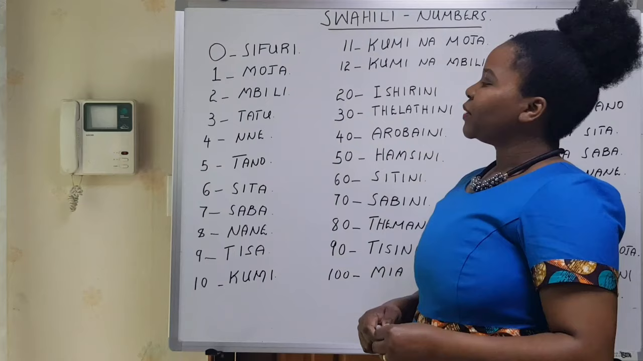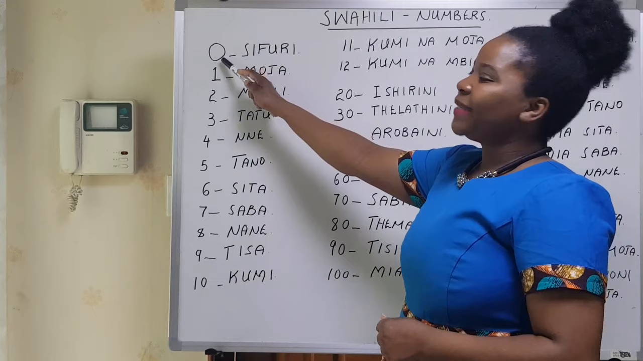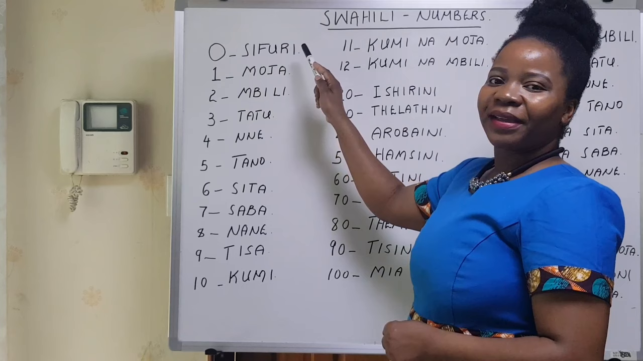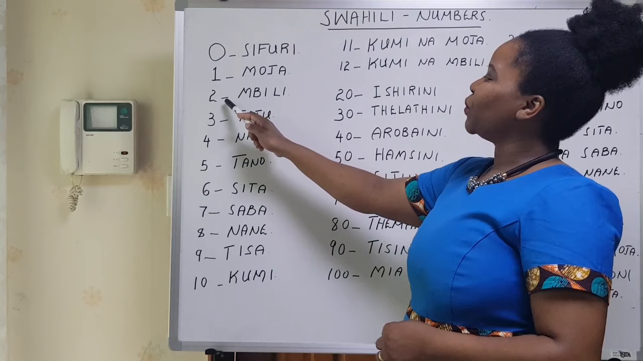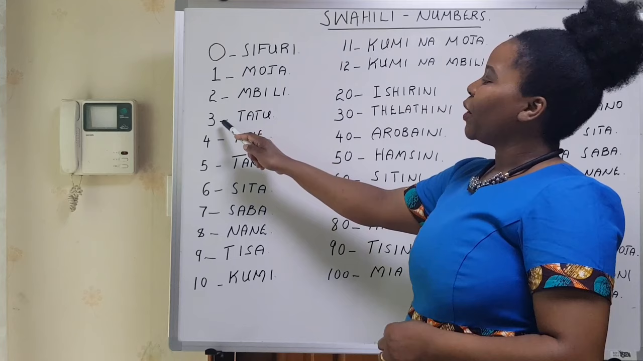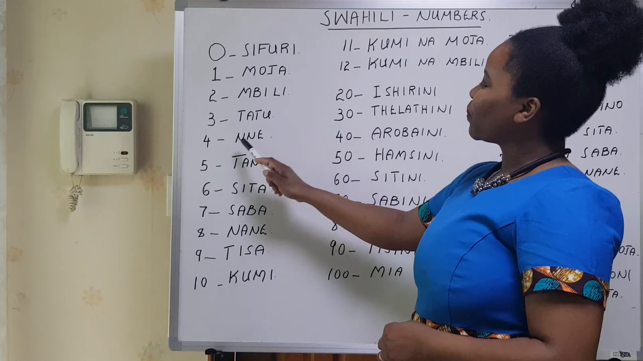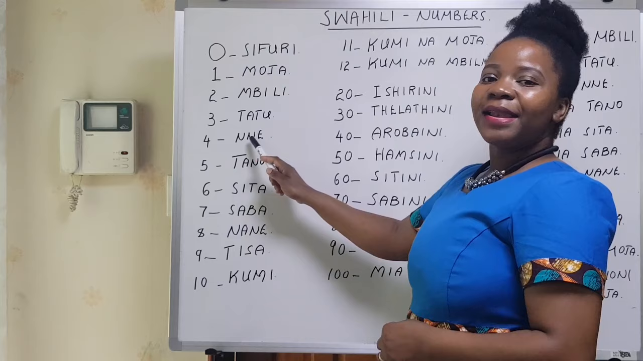So we start with zero, sifuri. One, moja. Two, mbili. Three, tatu. Four, nne. Five, tano.